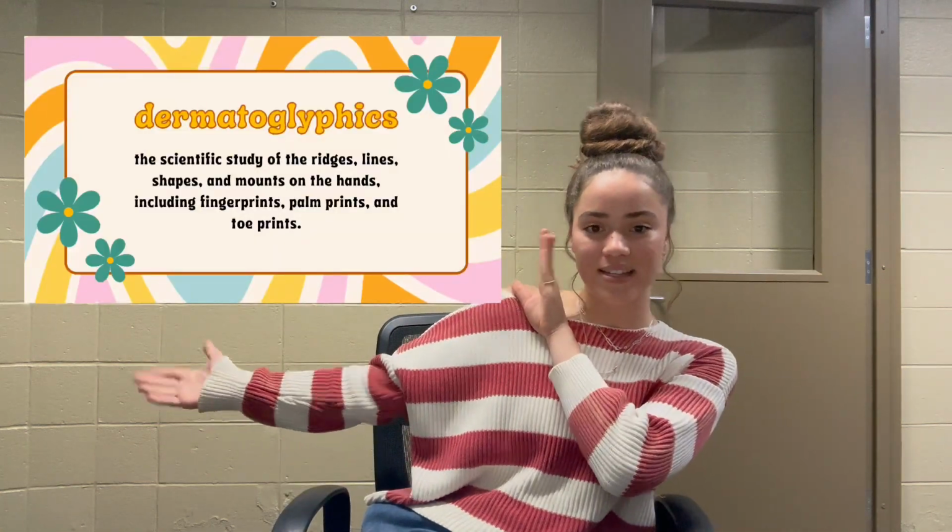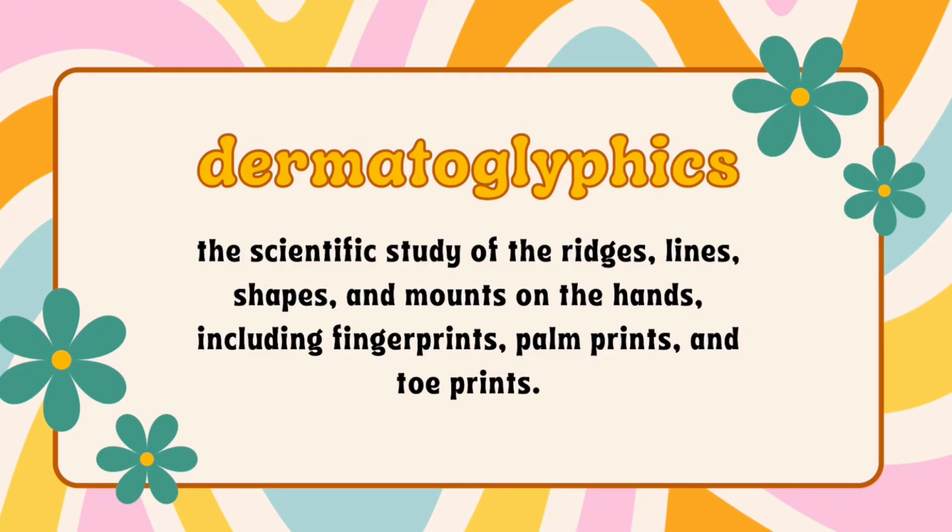Hiya, and these are my fingerprints, individual marks that only define me. Similar to a zebra's stripes or a leopard's spots, these marks don't repeat. Not even two of my fingerprints could be the same. This all has to do with forensic science, but specifically, it has to do with dermatoglyphics, which is the science that studies ridges, lines, and shapes in the mounts of your hands, including fingerprints, palm prints, and toe prints.